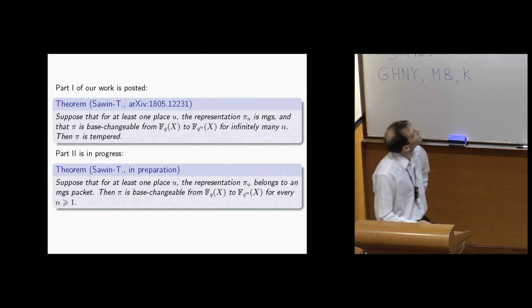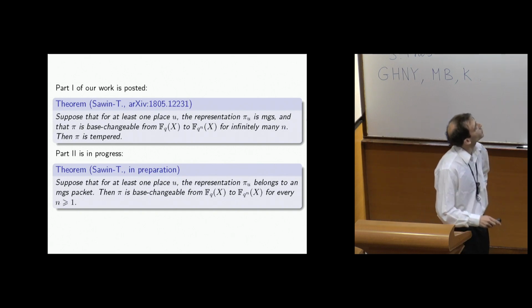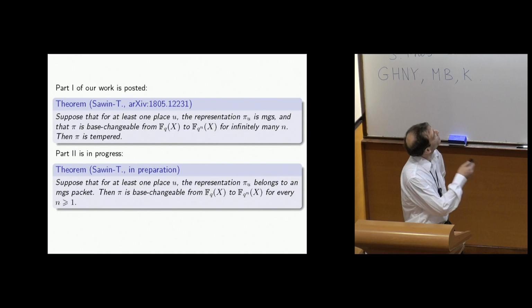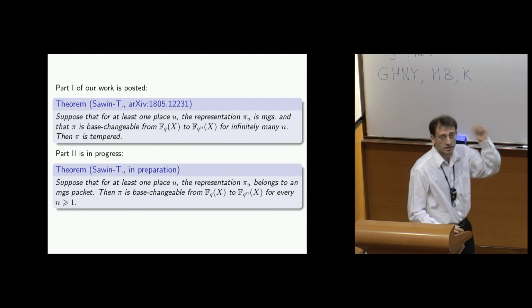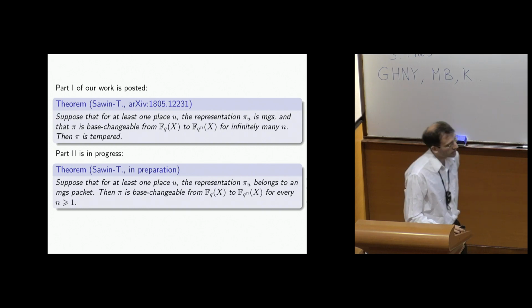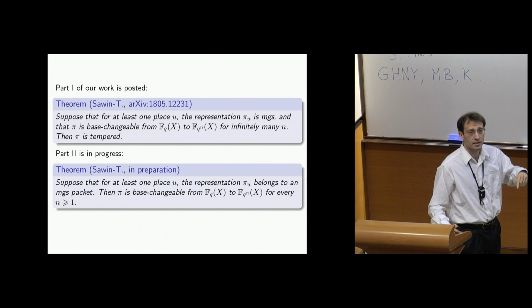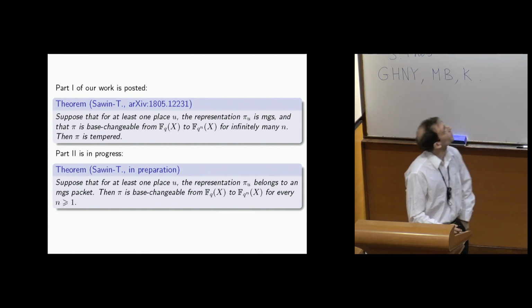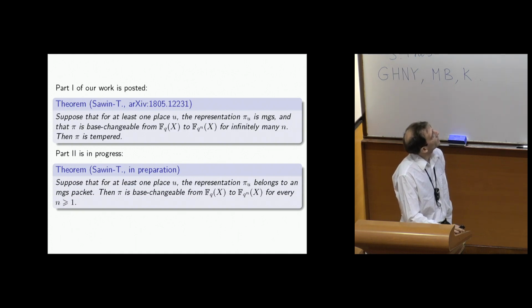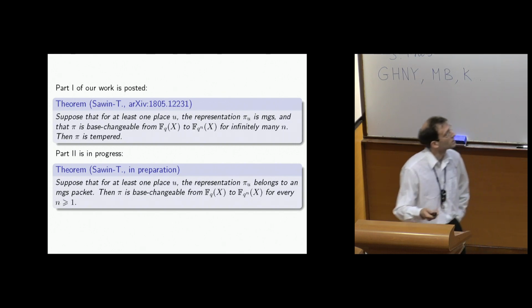The theorem is split, in fact, in two parts. The first part is conditional, and I want to state it this way. Suppose that for one place the representation is MGS, and suppose that base change is available for this representation pi, from F_q X to F_{q^n} X, then it's tempered. We also have work in progress to verify base change: if it belongs to an MGS packet, then there should exist a base change.